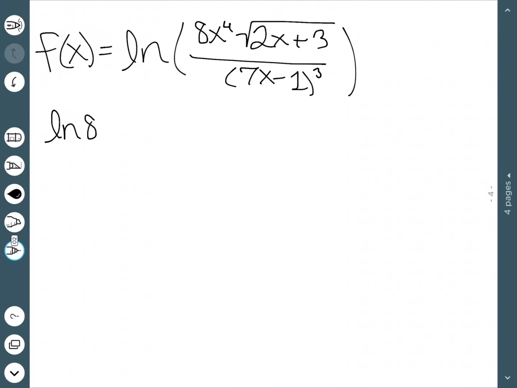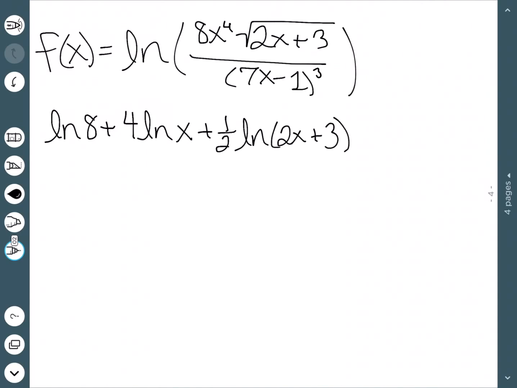I can rewrite this using properties of logs as ln 8 plus 4 ln x plus 1/2 ln of 2x plus 3 minus 3 ln of 7x plus 1. Just as a reminder, anytime you're multiplying something in here, we're going to add the log of that. The bottom means we subtract, and exponents can move out front. So that's just a quick review of your logarithmic properties. So now that we have that, it's going to be much easier to take a derivative.